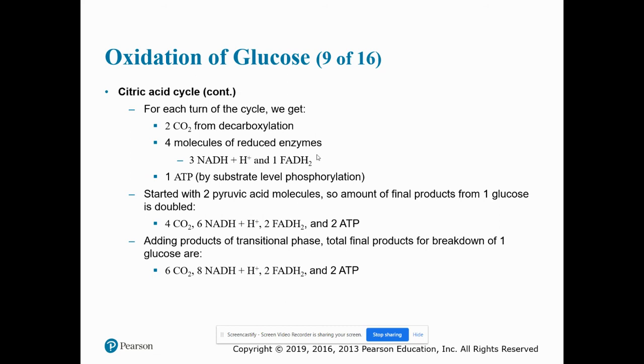Once we add the products of the transitional phase, the final products for the breakdown of one glucose are 6 CO2, which, if you remember, that's part of your equation, 8 NADH, 2 FADH2, and 2 ATP that are made via substrate level phosphorylation.